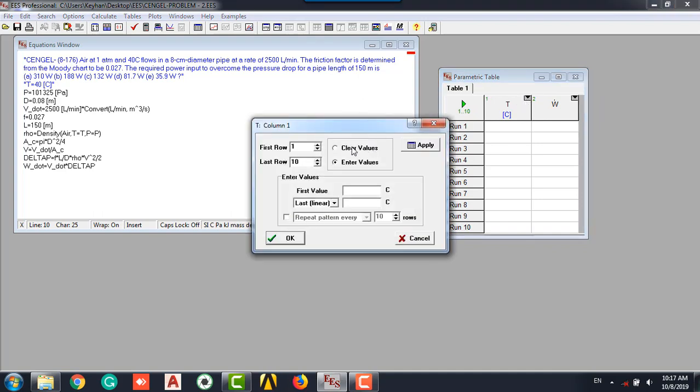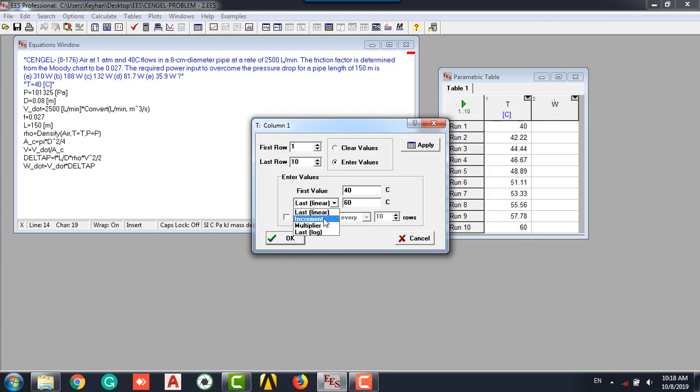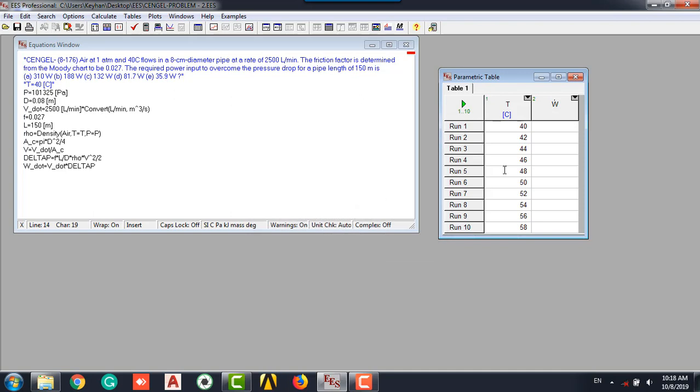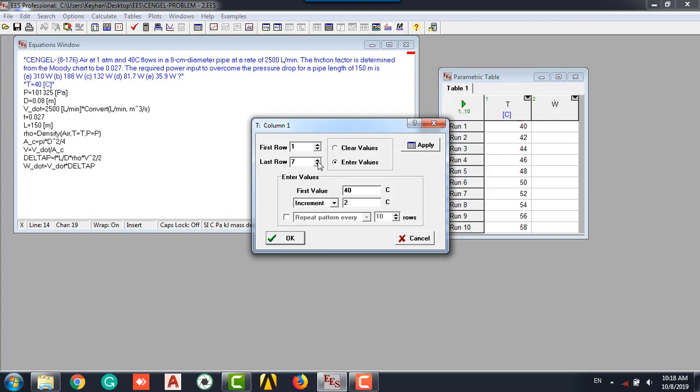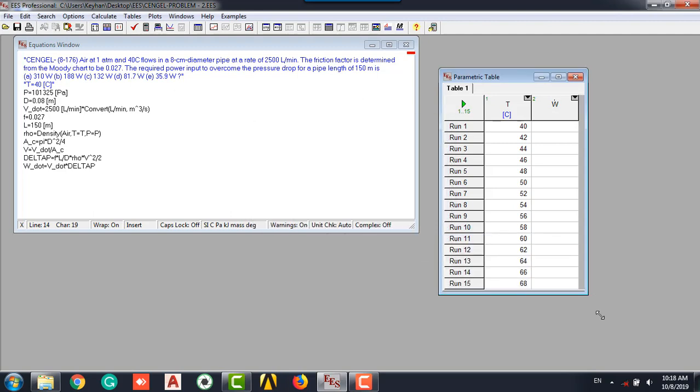the table variable, we can set the first value such as 40 in the exact example, and we can set the last value such as 60, and we will create this. We can actually set an increment such as 2, 3, anything, and we can create the exact table. We can increase the number of rows such as 15, and increase our calculation domain.